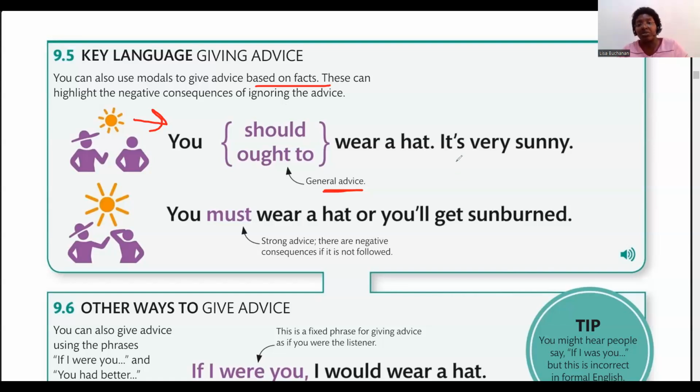It's very sunny. So where's the fact in this sentence? Here's the fact: it's very sunny. It's a fact. That's not going to change right now. And so we're just giving some general advice.